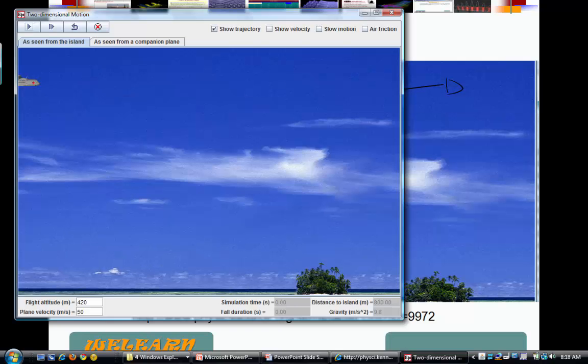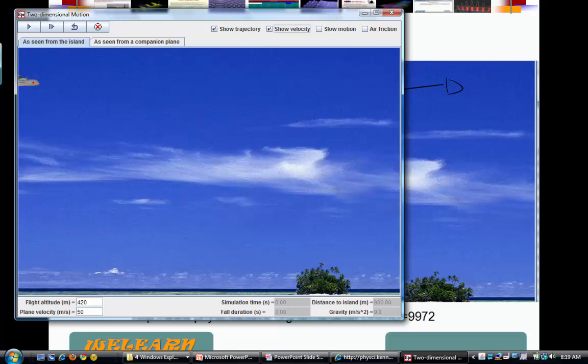This is my simulation. This is the airplane. See the airplane here. Once I start playing, the airplane is going to be moving. I can control the altitude of the airplane and its velocity here. I'm not going to do that. I'm going to take the default values. I'm going to tell it to show us the velocity. It allows us to have air friction, but I'm not going to play with it yet. I'll try it in a little bit. And then it allows us as well to see the motion relative to people in the airplane. But I'm not going to do that for this particular topic.